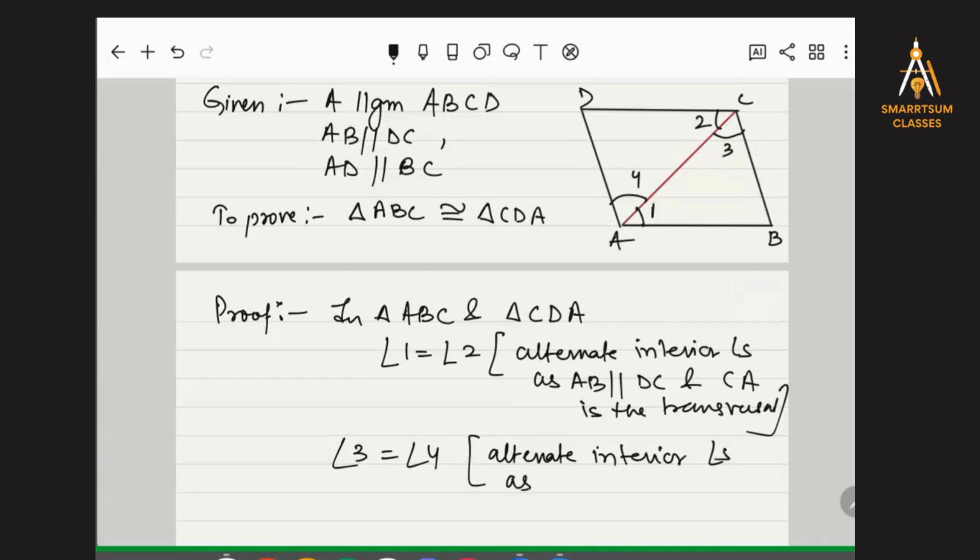Now this time, what are the parallel lines? BC and AD are the parallel lines. Right? BC, this one is BC. Everybody getting this? And this is AD. ये वाली दोनों parallel lines है. Cutting by the third line, this diagonal line, AC or CA, right? CA is the transversal.